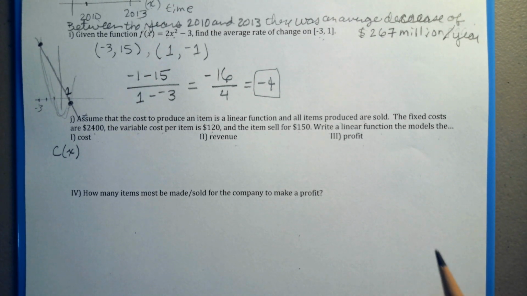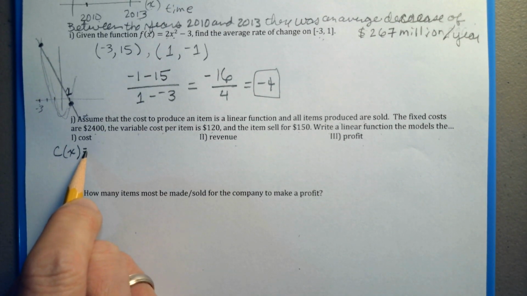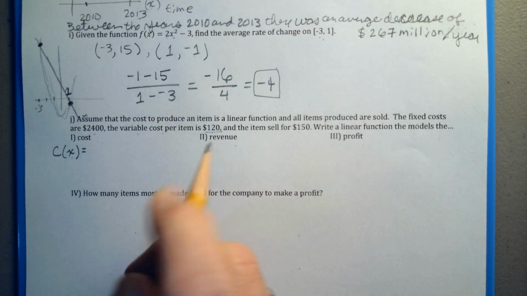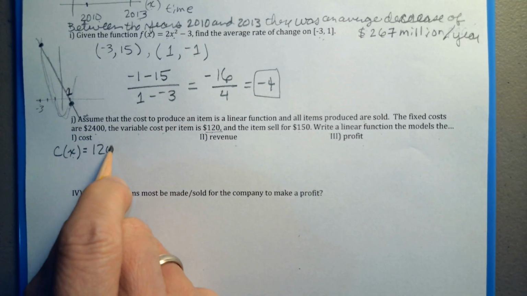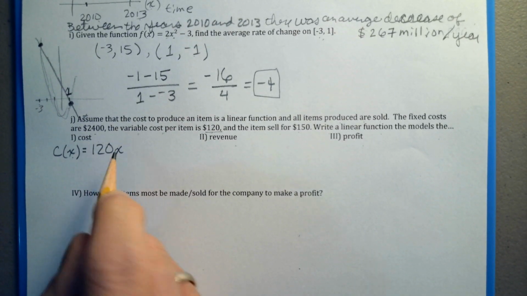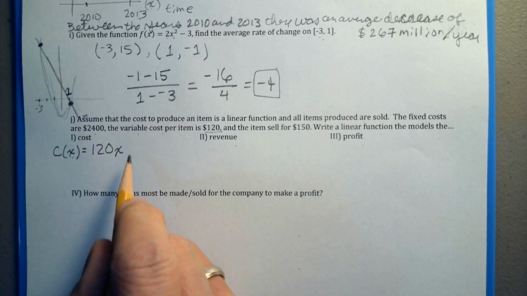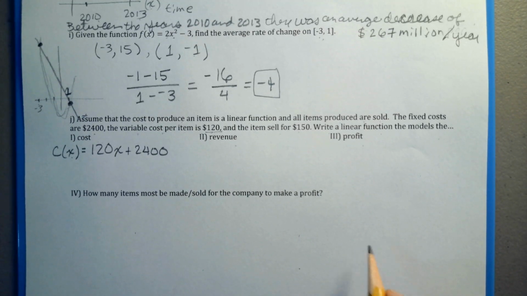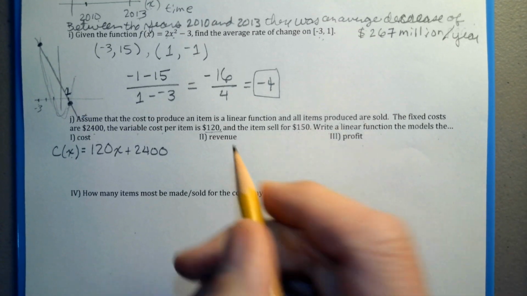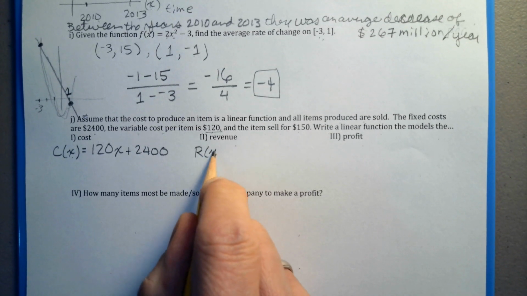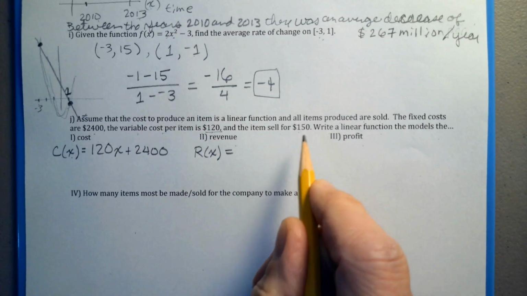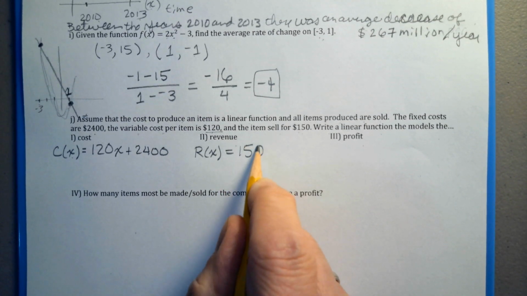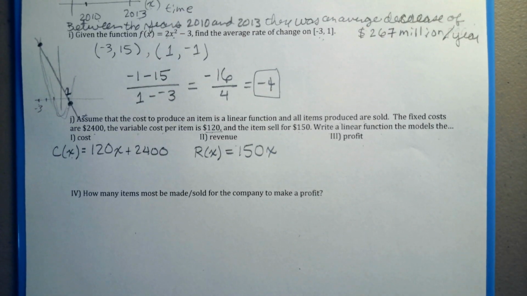We're going to assume that if we produce it, we are going to sell it. So what would it cost to produce x items? Well, each item costs $120. So that's 120x. And then the fixed cost, $2,400. All right, the revenue. That's how much we're bringing in. We'll call that R of x. And we sell it for 150. So each item we make, we're going to assume that everything we make, we're going to sell. And so that would be 150x.